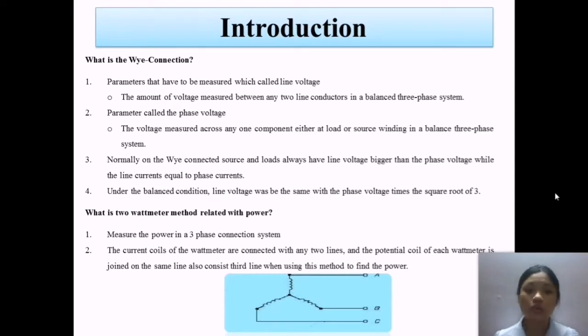So what is the 2-wattmeter method related to power? In this project, I use two methods to measure the power. One is the 2-wattmeter method and the other is the conventional method. The 2-wattmeter method measures the power in a three-phase connection system. The current coils of the wattmeters are connected with any two lines, and the potential coil of each wattmeter is joined to the same line, also the third line, when using this method to find the power. And this diagram shows the Y connected pattern.